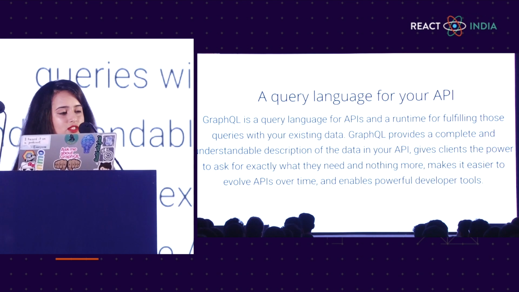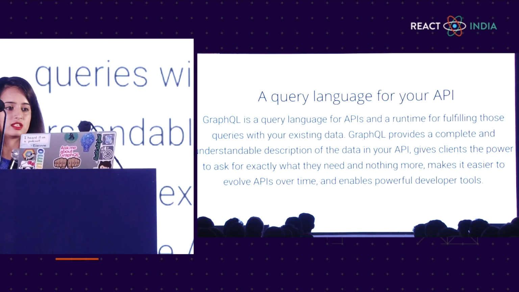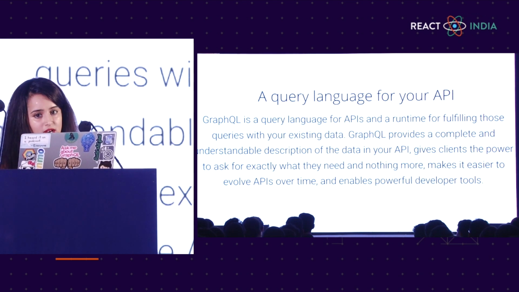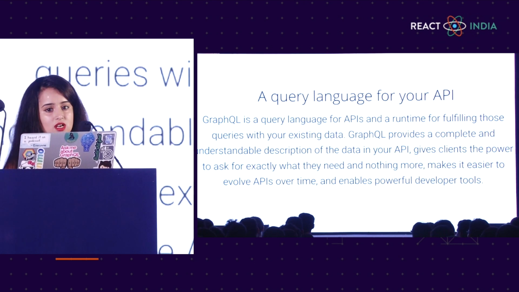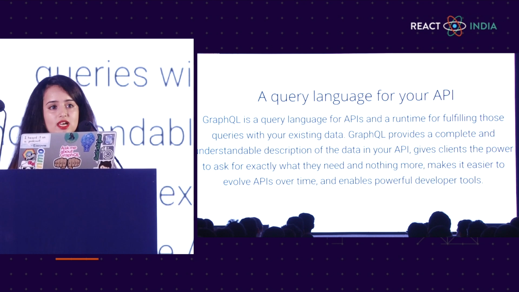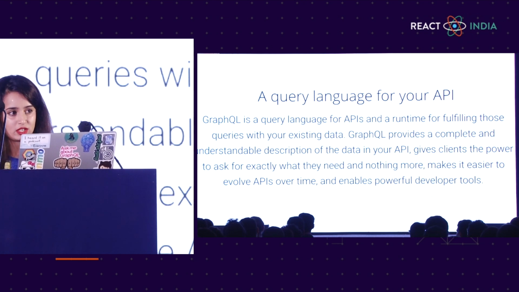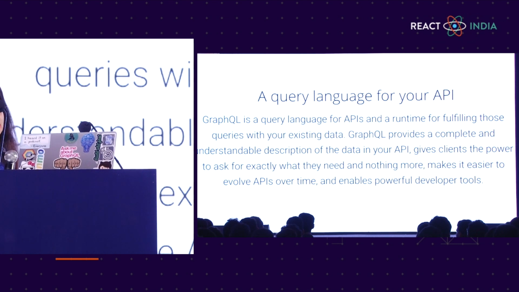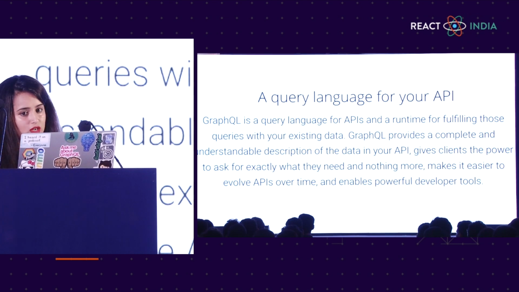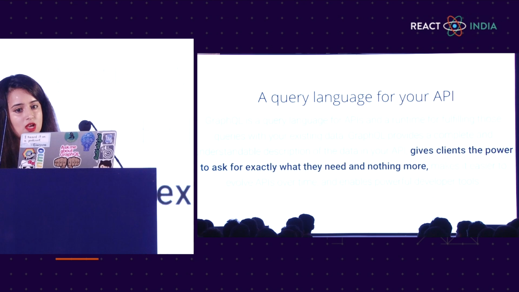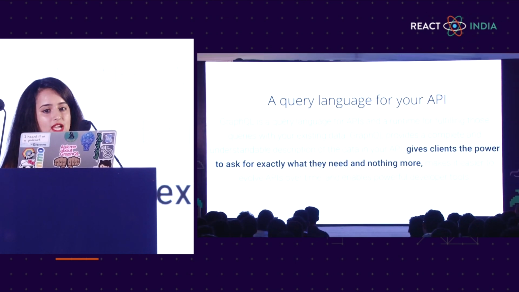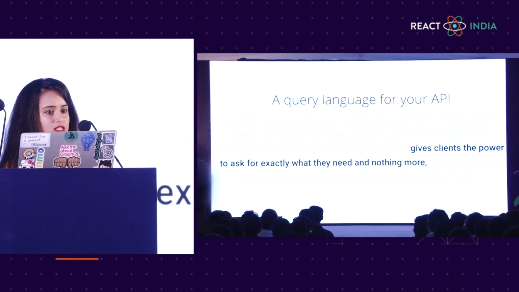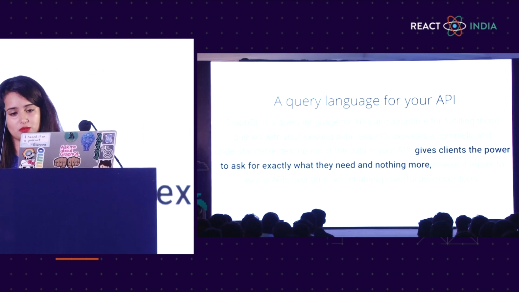So in the documentation of GraphQL, it says that GraphQL is a query language for APIs and a runtime for fulfilling those queries with your existing data. GraphQL provides a complete and understandable description of the data in your API and gives clients the power to ask for exactly what they need and nothing more. But I think the most important statement here for a UI developer is the idea that it gives clients the power to ask for exactly what they need and nothing more.